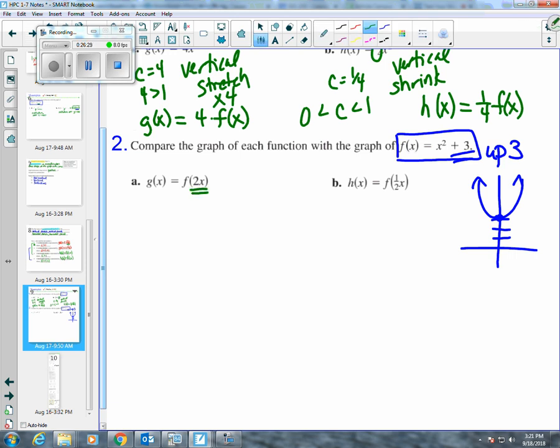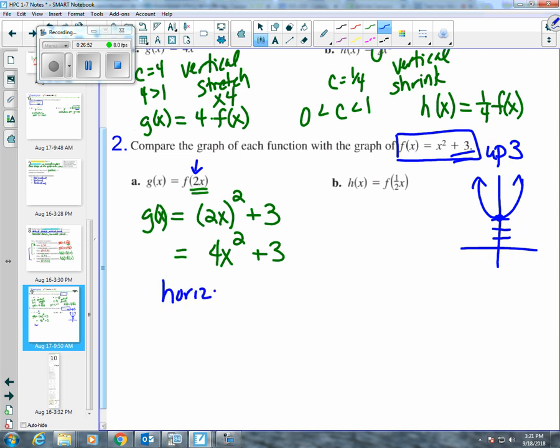What does this mean in function notation? That means g of x is putting in 2x in place of the x in the rule. What does that do to your equation then? We end up with 4x squared plus 3. Because the number is on the inside with the x, technically what we would call that is a horizontal. Let's make sure we're clear here. A horizontal shrink.